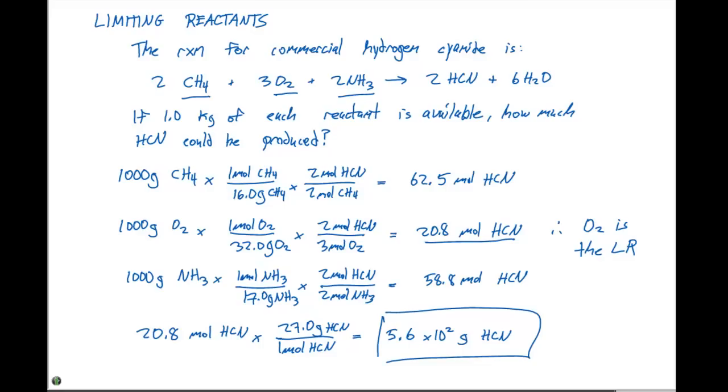To kind of recap, you calculate how many moles of HCN would be produced if all 3 of these reactants totally reacted, then investigate which one would be the smallest amount of HCN in terms of moles. In this case, the oxygen produces the smallest amount. We call that the limiting reactant. And then from there, once we determine the amount of moles of HCN produced from the limiting reactant, we can use stoichiometry to calculate the mass of HCN that will be produced.